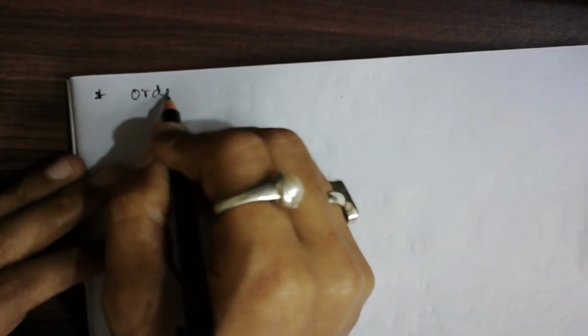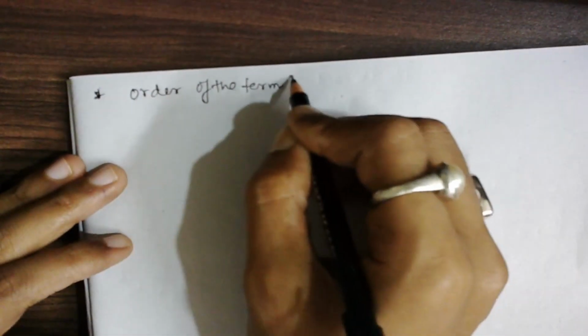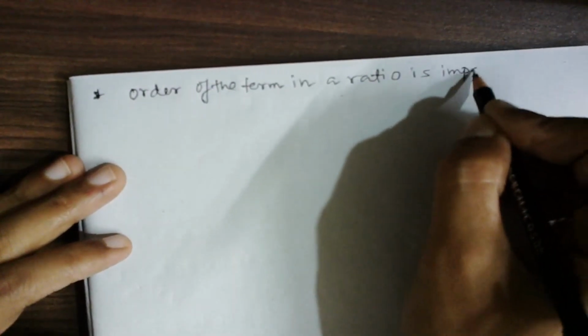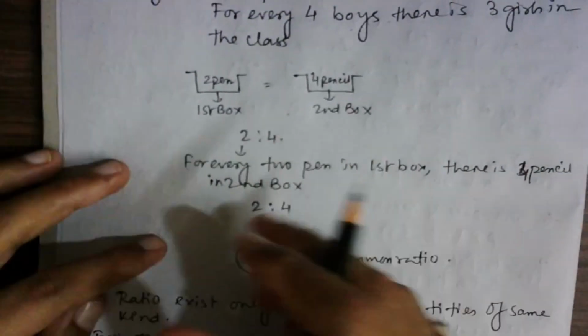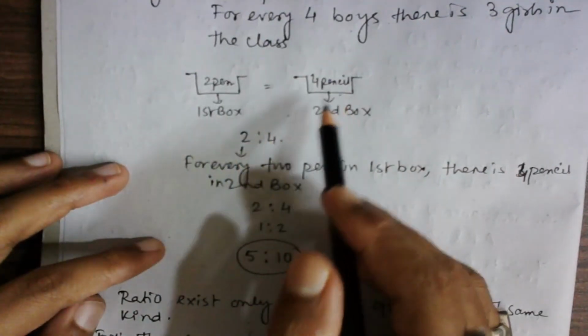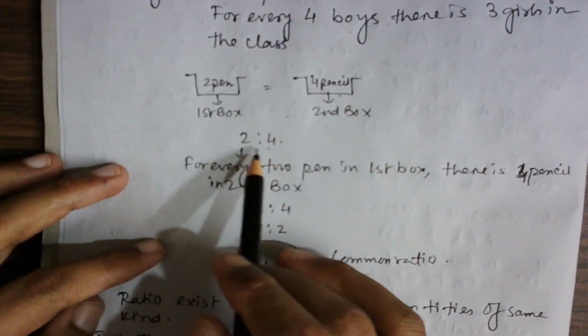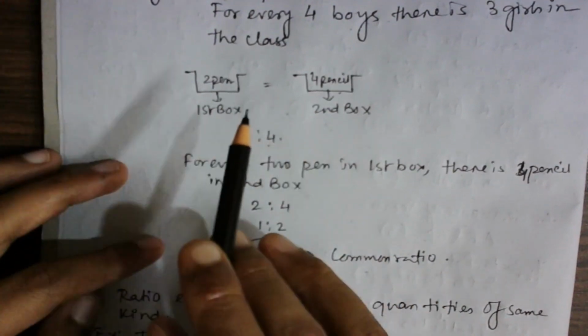Now another important point is that the order of the terms in a ratio is very important. Order means what, sir? When I discussed the example of the pen and pencil, the order you frame is pen first and then pencil after this. So the ratio should be pen is to pencil, not pencil is to pen. Okay. So order is very important.